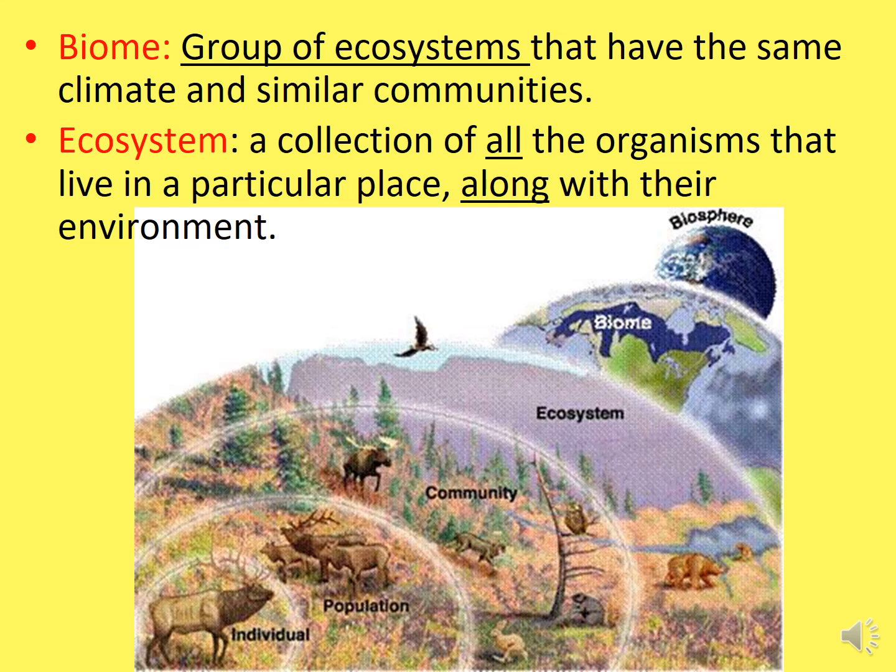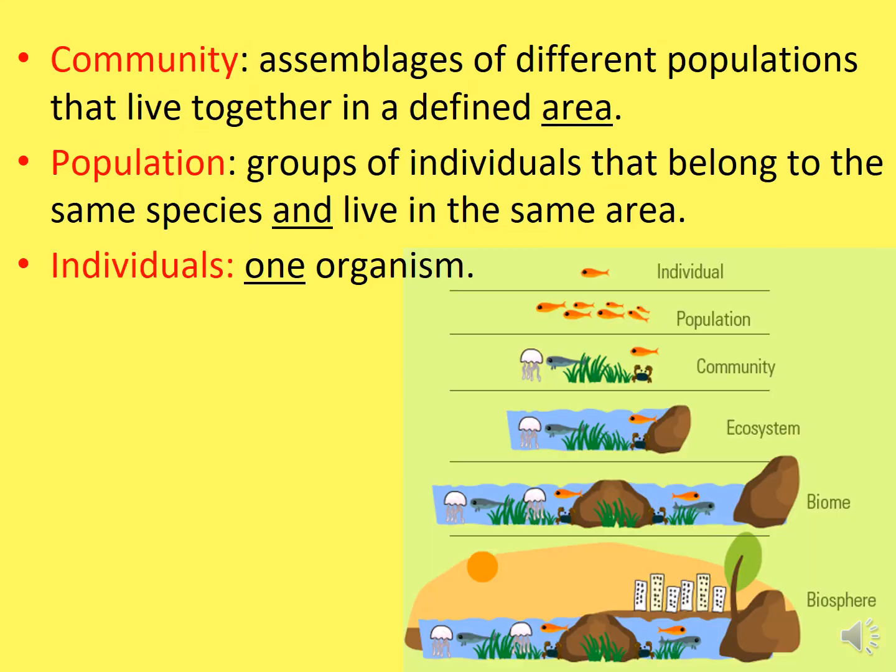Next, we want to identify what a biome is. Well, a biome is a group of ecosystems that have the same climate and similar communities. So we went from the biosphere to a particular biome. Okay, then we go to an ecosystem, and an ecosystem is a collection of all the organisms that live in a particular place along with their environment. So, boom, right? And then we have a community. A community is where we have different populations that live together in a certain area. So we went from biosphere to biome, the ecosystem to a community.